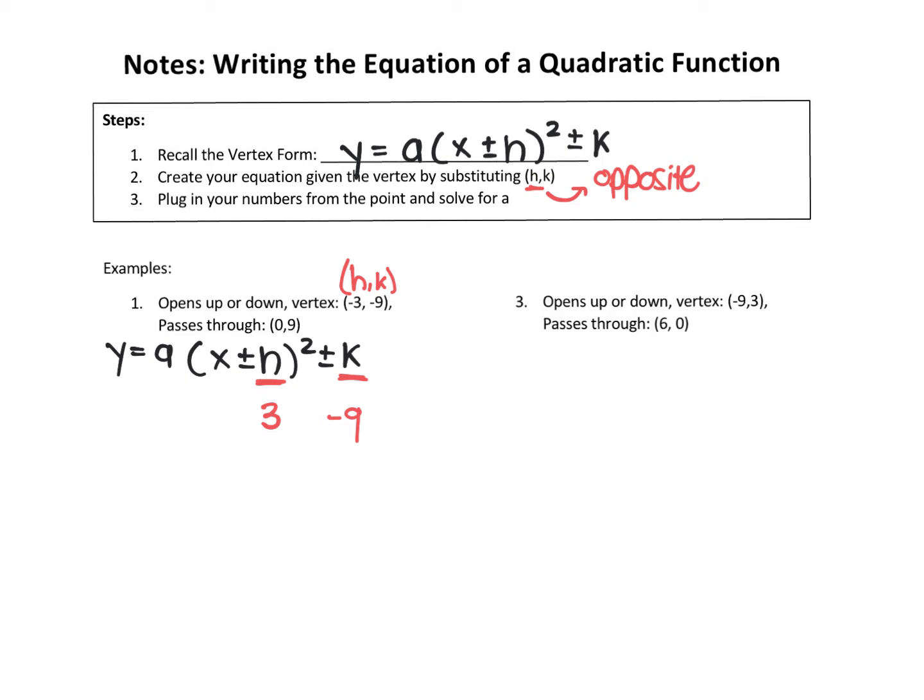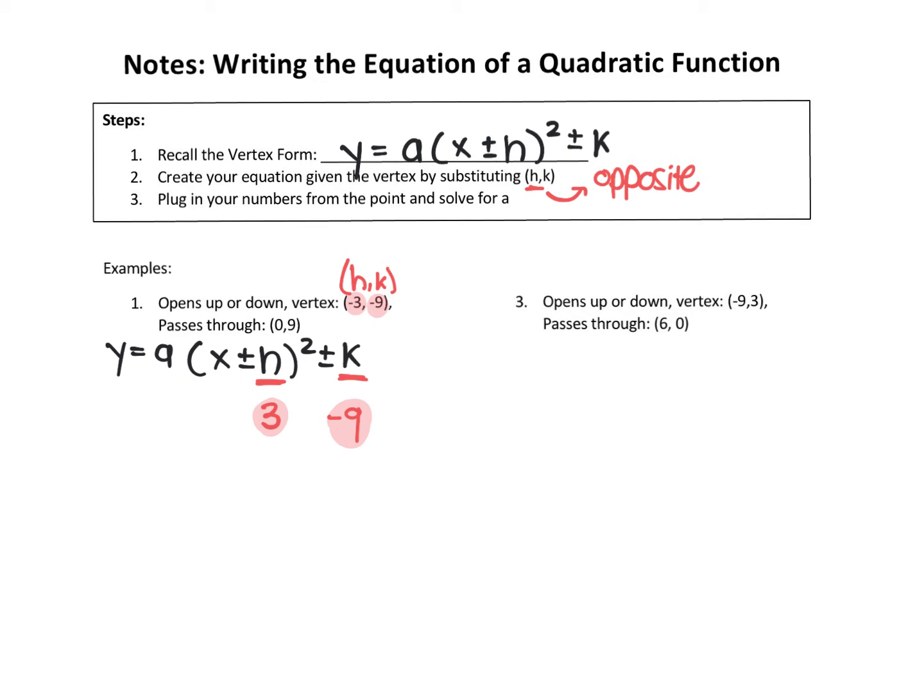All right, so where did I get the 3 and the 9 from? I got them from this. My h was opposite, so that's why I put it here. And then my -9 stayed the same, so that's why it's here. Okay? If you don't understand, we will have another example.